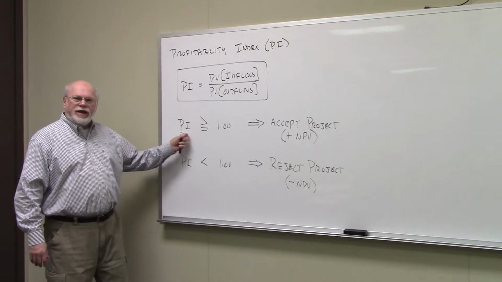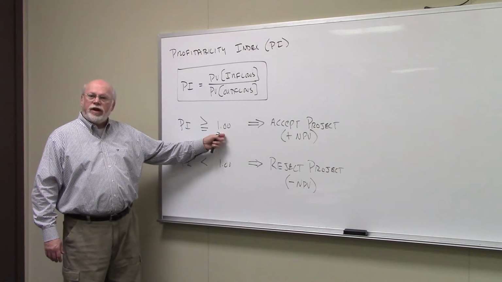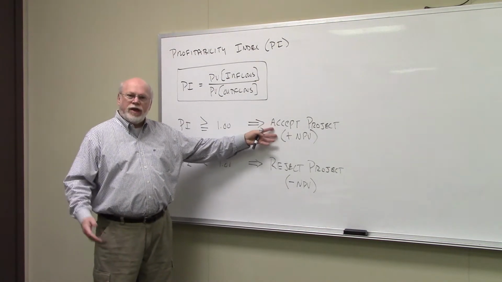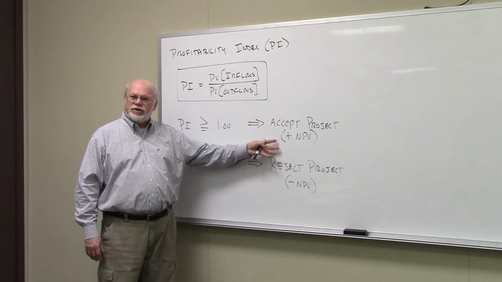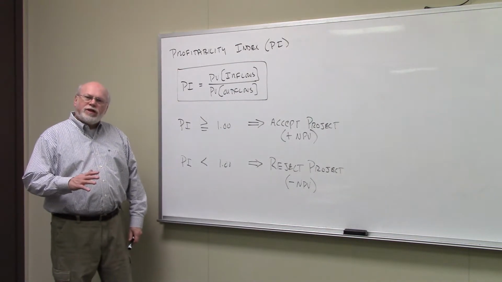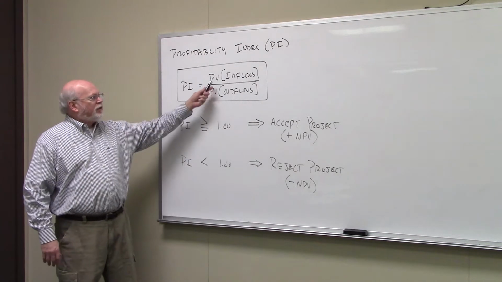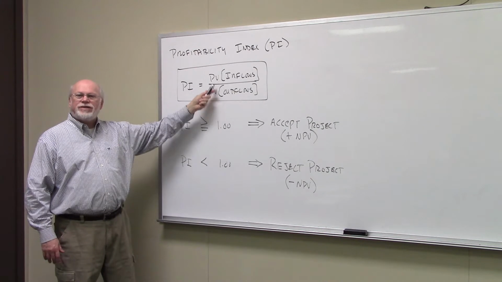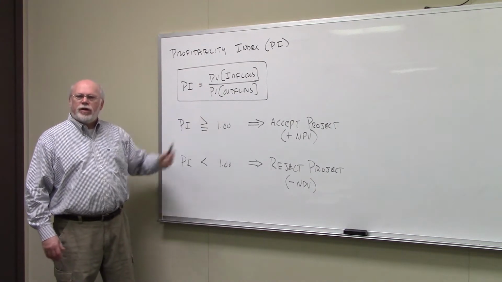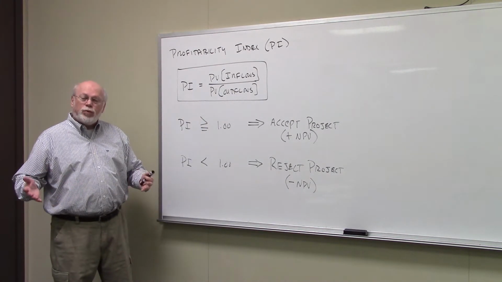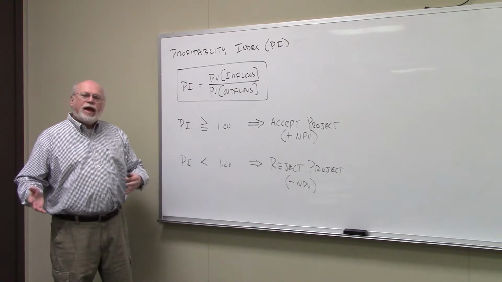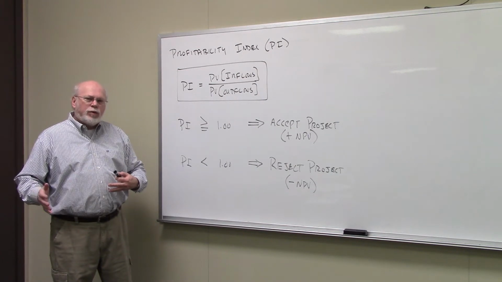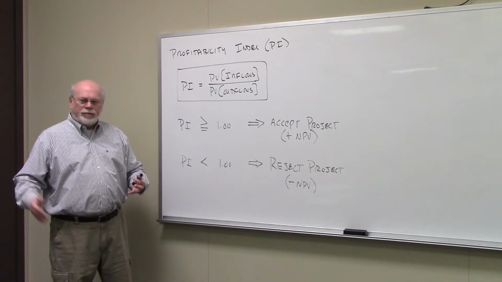If the Profitability Index turns out to be greater than or equal to 1, you would accept the project. The reason you do that is because it would have a positive net present value. If you remember back to net present value, if the present value of the inflows is greater than the present value of the outflows, in this case the numerator is greater than the denominator, you would accept that project because it would have a positive net present value. A positive net present value and a profitability index equal to or greater than 1 are the same thing.